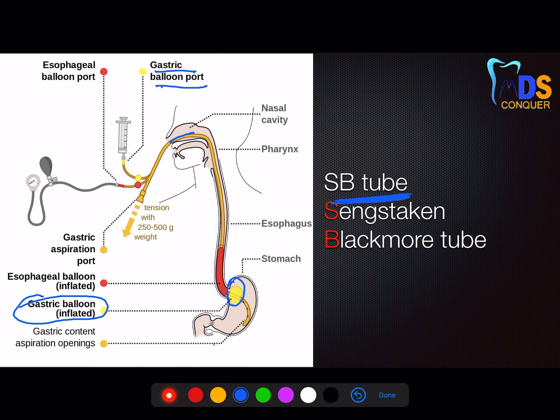Followed by that, you can inflate the esophageal balloon with this esophageal port. So whenever there is any trauma leading to bleeding in this particular area, this will be introduced and inflated, so that mechanically it is going to obstruct the bleeding.